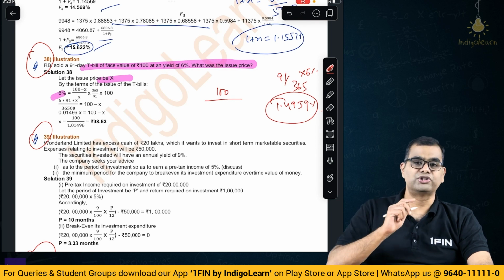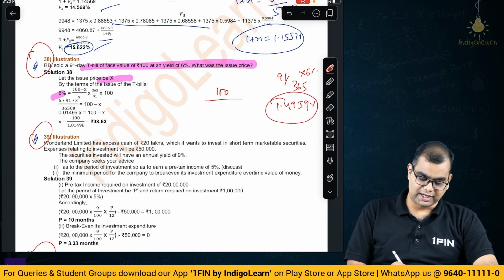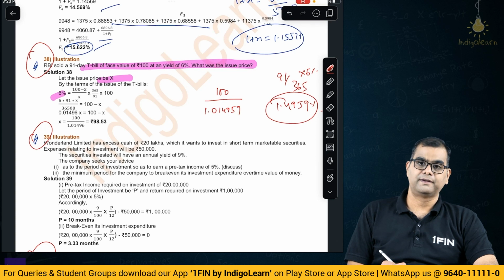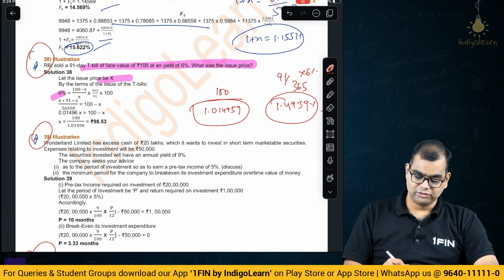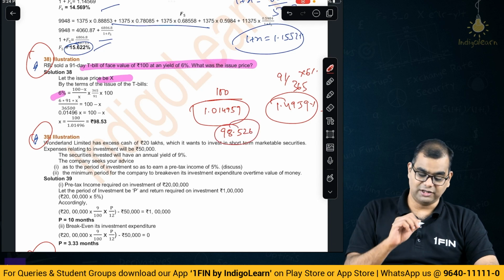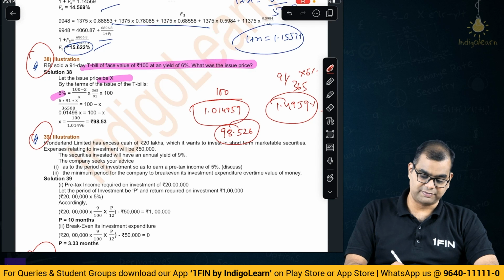So, what is the original loan? So, what you do is 100 divided by 1.014959 will give you the loan value. So, I will put this as the denominator and 100 divided by 1.014959. You will get 98.526. This is the value.